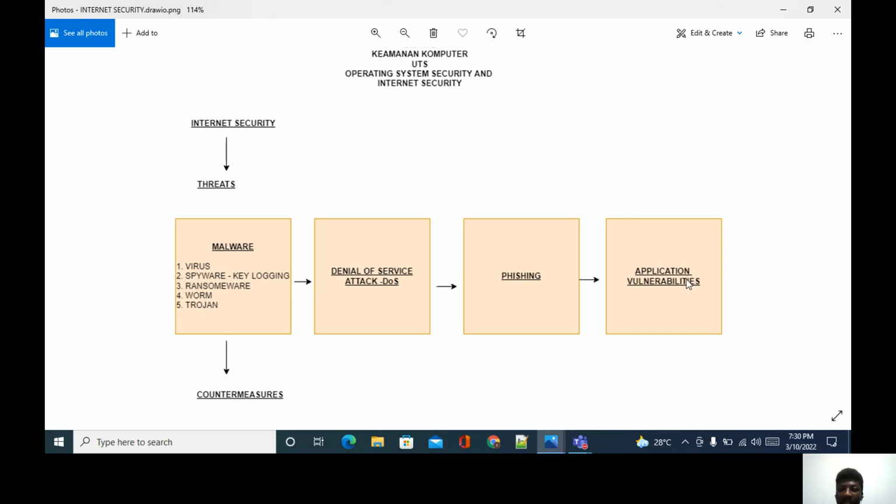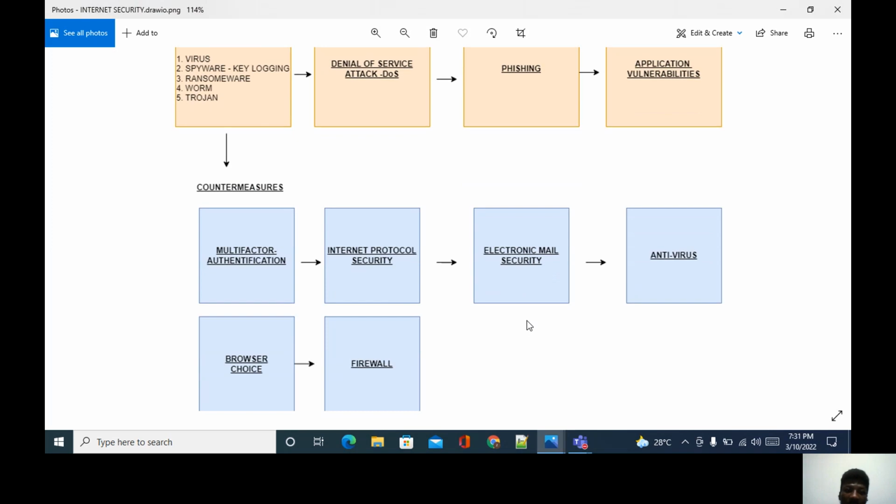Application vulnerability. So this is talking about any weakness in a system, and attackers are always looking for weaknesses in the system to attack. So before they attack, they will study the system, or they will study you to know your weaknesses, and they will use the weaknesses to plan their strategies. So any vulnerability or any weakness in your system may be used by an attacker to attack your system or to attack your internet.